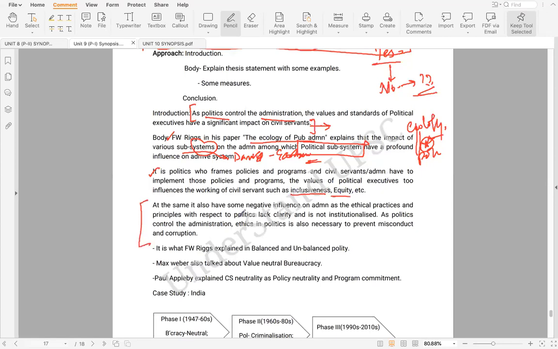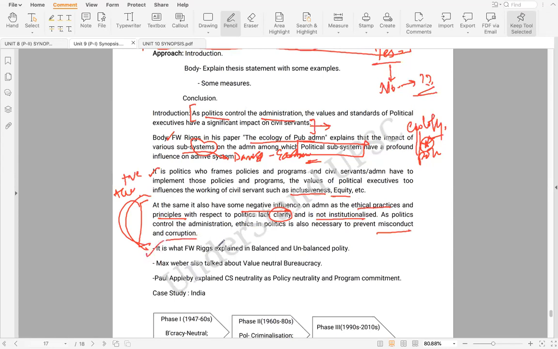At the same time, it is also having some negative influence. We've talked about the positive or the theoretical aspect of it. Now tell us the negative. The negative influence on administration is that the ethical practices and principles with respect to politics lack clarity and are not institutionalized. Therefore, as with politics and the administration, ethics in politics is also necessary to prevent misconduct and corruption.